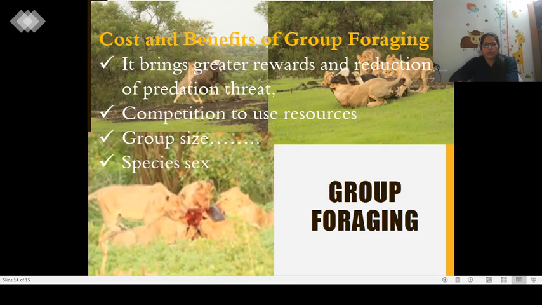Competition to use resources: as you can see in the third picture, all individuals are eating, but there may be a chance of competition while one may eat more in comparison to others. Group size: there should be an optimal group size. If a group is larger, one individual is not enough to support the diet of all individuals. Species and sex.